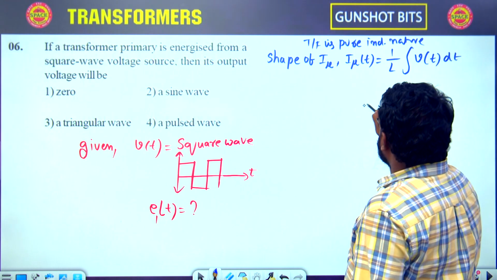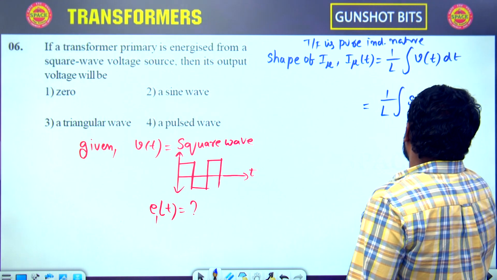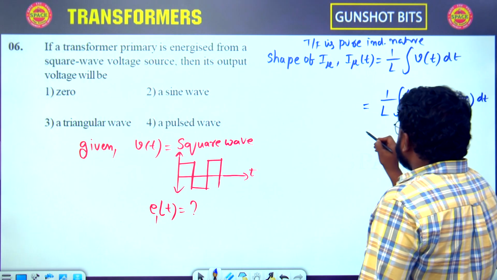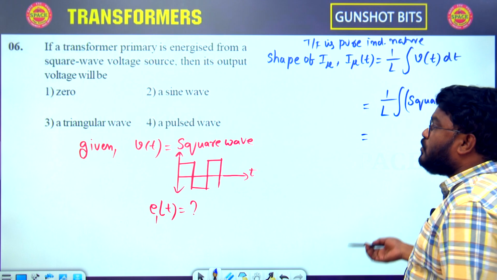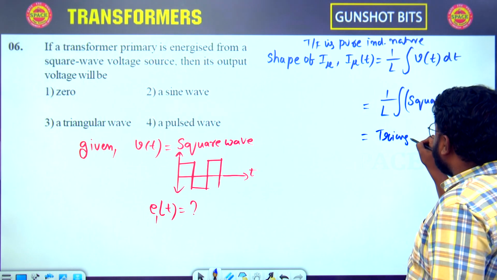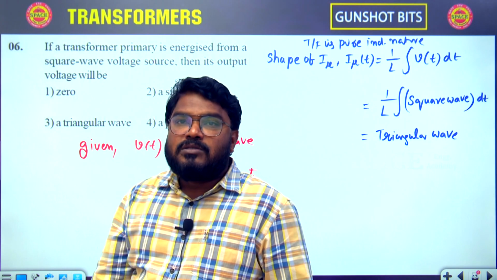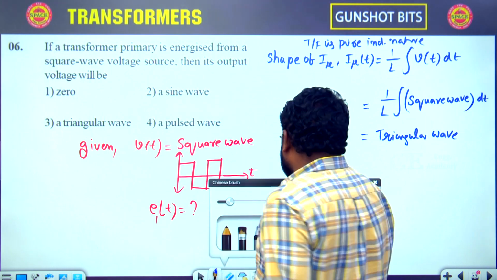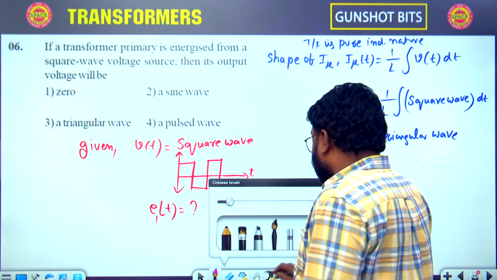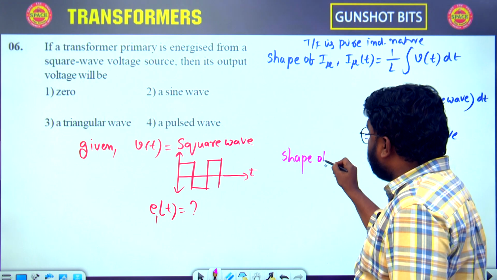So now, the shape of the induced EMF. It is the integration of the square wave with respect to time. This one is a triangular wave. So we got the shape of the magnetizing current. Now we need to find out the shape of the induced EMF. How do we get the shape of the induced EMF? Let us find it out.